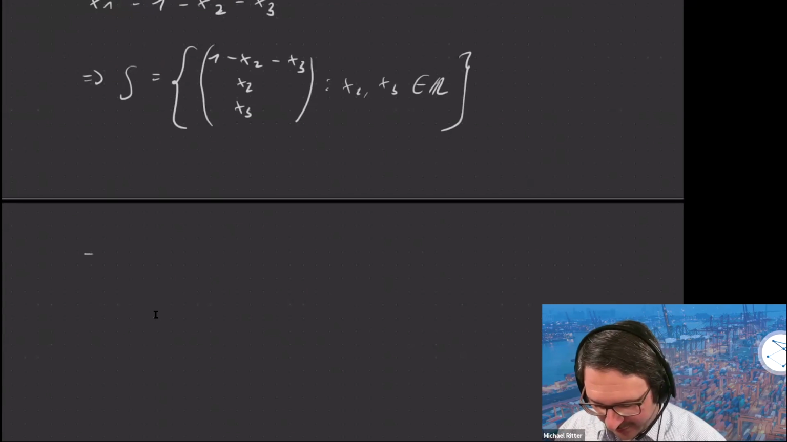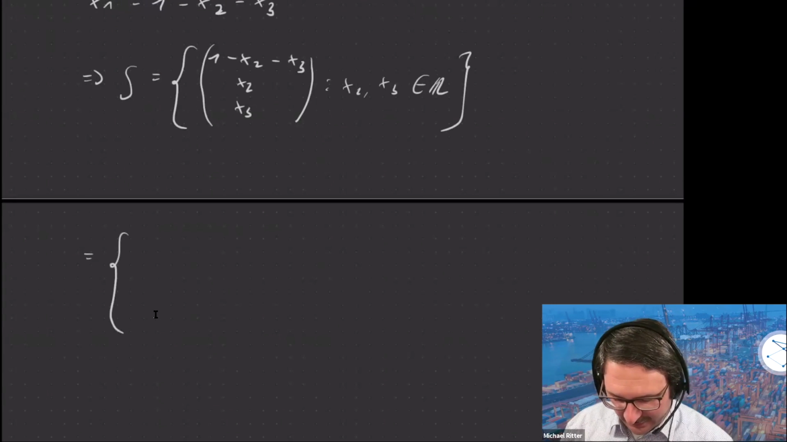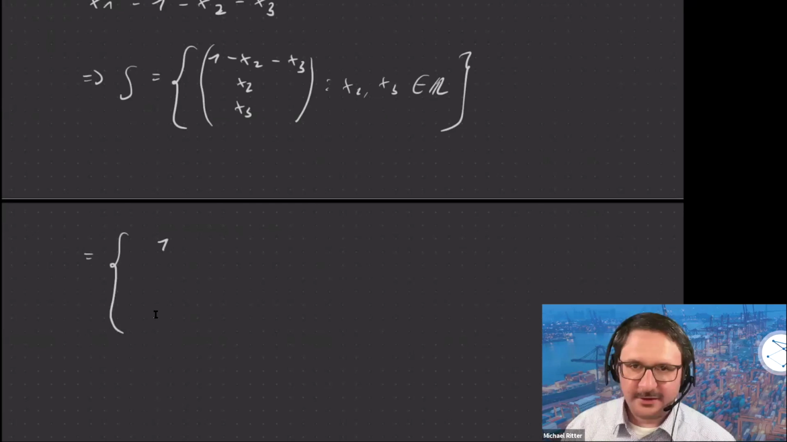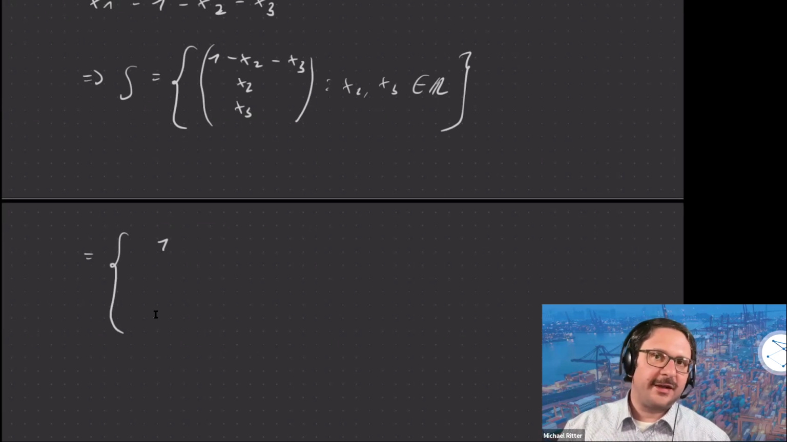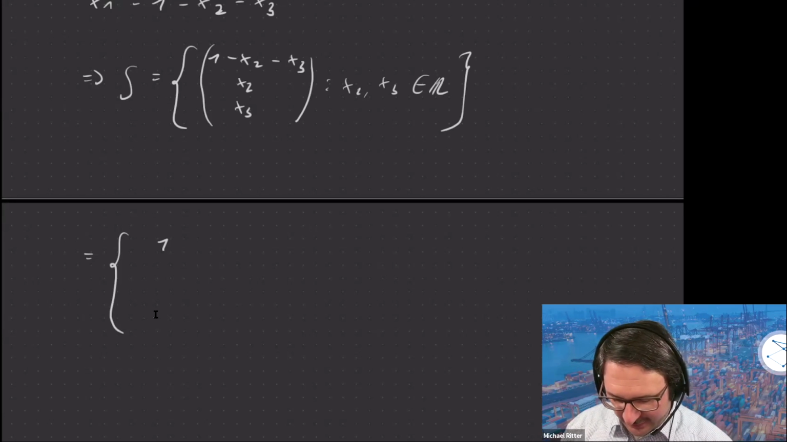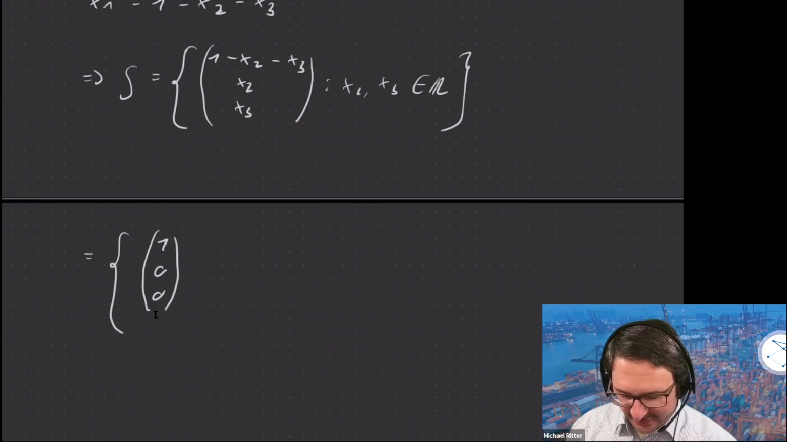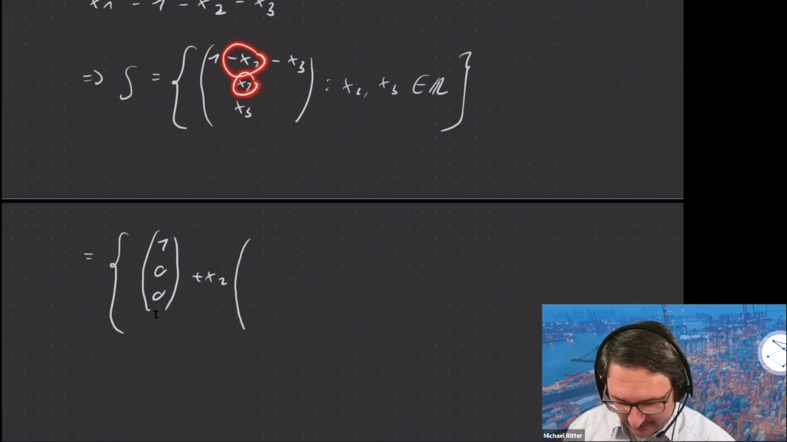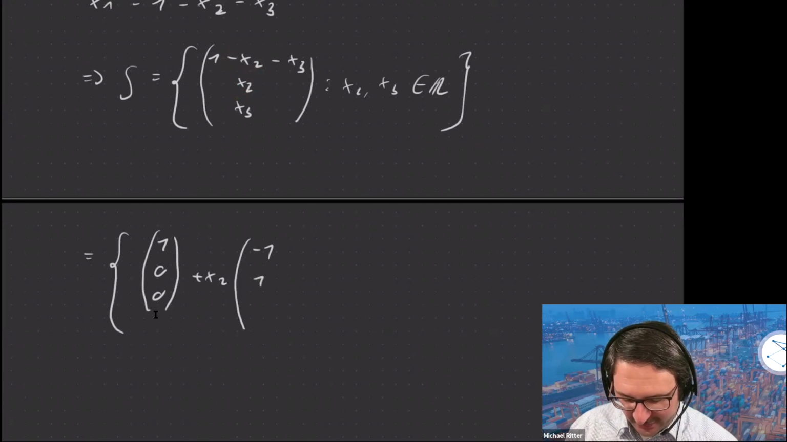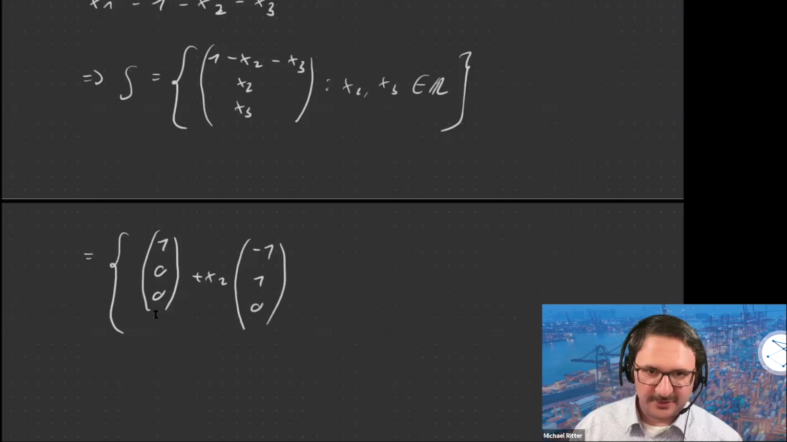Or to rewrite that a little, we can also split this into the constant parts and then the x2 parts and then the x3 parts to make the structure a little more clear. And the only constant part here is 1. So we have 1, 0, 0 plus x2 times the x2 part. Here's an x2 and here's an x2. The first is minus 1 times x2. The second is 1 times x2. So it looks like this.